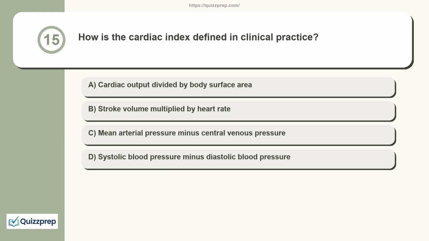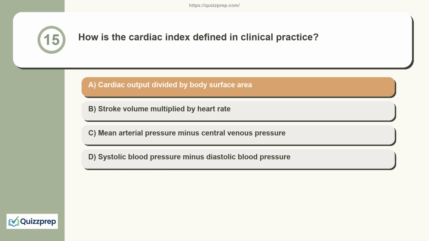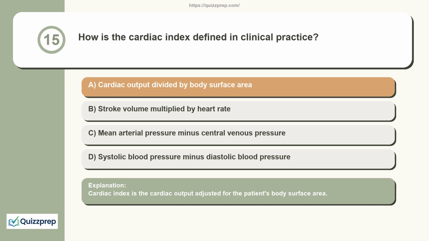Question 15. How is the cardiac index defined in clinical practice? Cardiac output divided by body surface area. Stroke volume multiplied by heart rate. Mean arterial pressure minus central venous pressure. Systolic blood pressure minus diastolic blood pressure. Cardiac index is the cardiac output adjusted for the patient's body surface area.